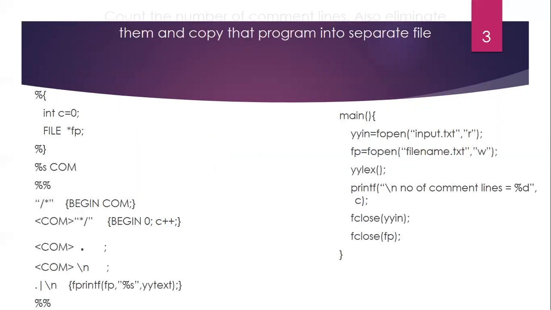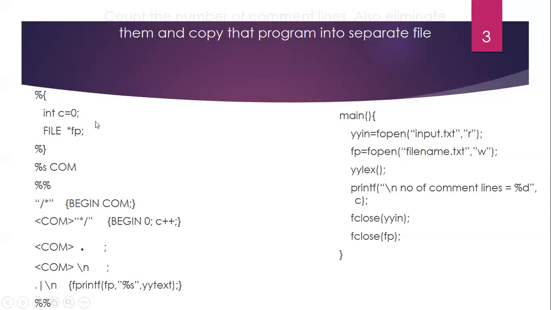So in this example, we'll see we have to count the number of comment lines and also eliminate them and copy the C program into another file after eliminating the comment lines. So that is the problem statement given to us.